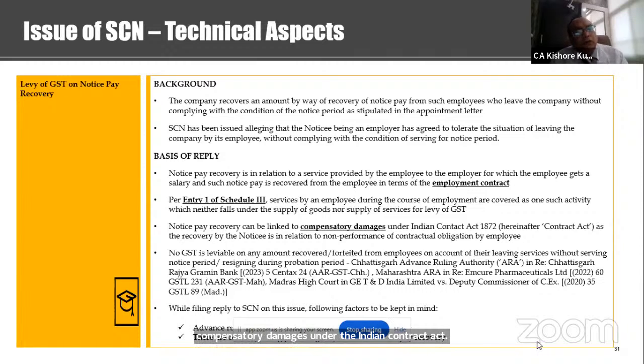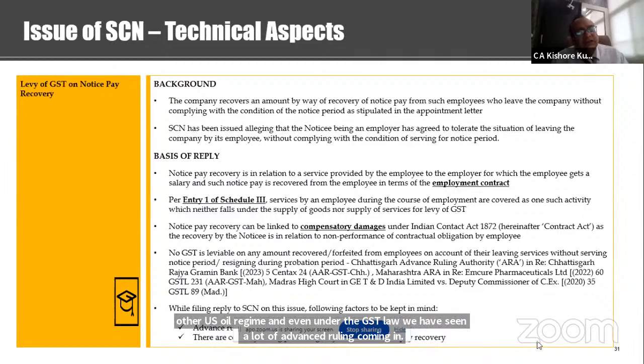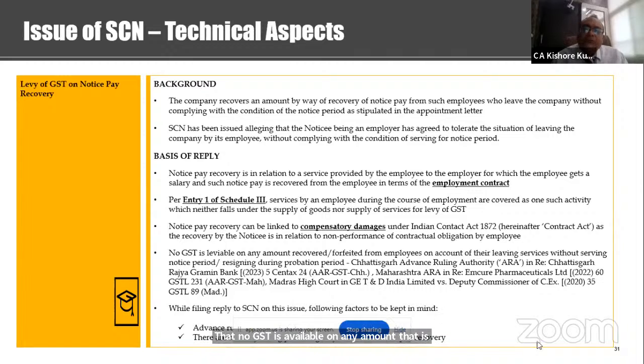Friends, there are a lot of rulings under the erstwhile act, because this is not a new issue which has emerged under the GST law. This issue was prevalent even under the erstwhile service tax regime, and there are a lot of decisions under that regime. Even under the GST law we have seen a lot of advance rulings coming in, which have said that no GST is leviable on any amount that is recovered or forfeited from the employees on account of their leaving the organization early.